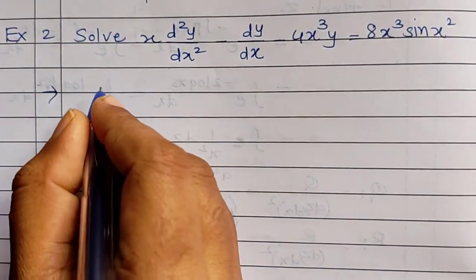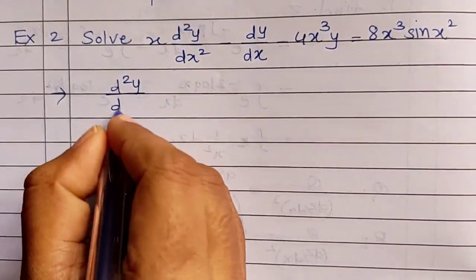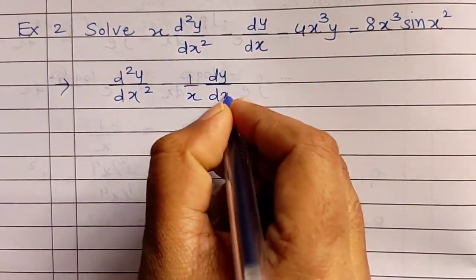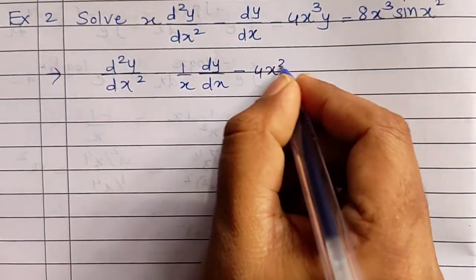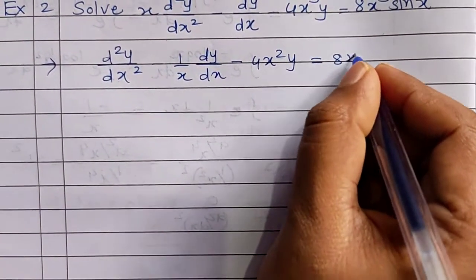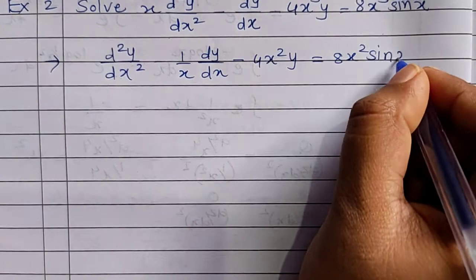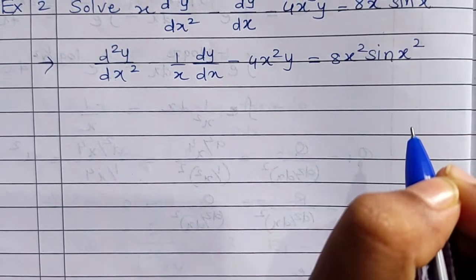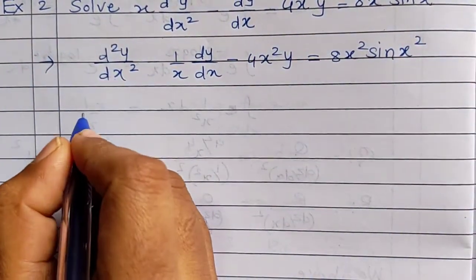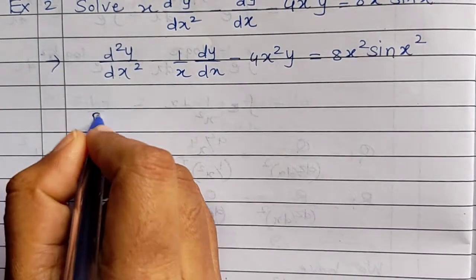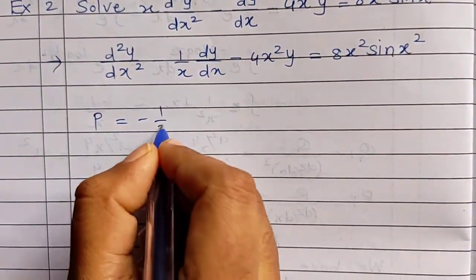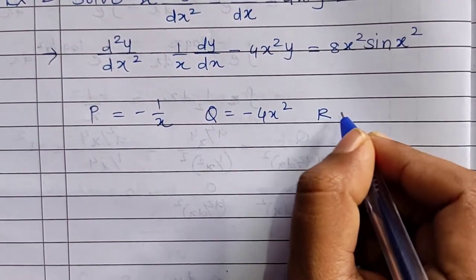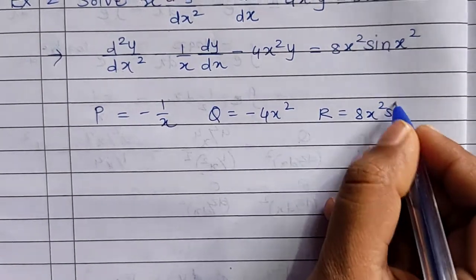By dividing by x, we get d2y by dx square minus 1 upon x into dy by dx minus 4x square y is equal to 8x square sin x square. Now comparing with the general form of linear differential equation, we find that p is equal to minus 1 upon x, q is equal to minus 4x square, and r is equal to 8x square sin x square.